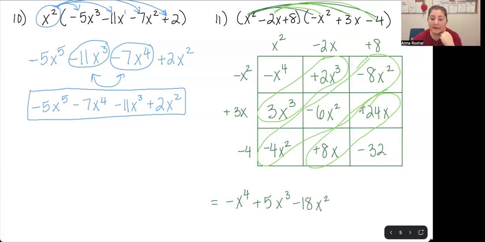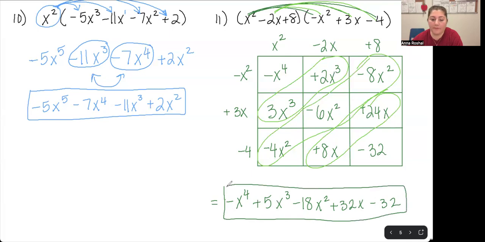X to the second, this would be plus 32x and then minus 32. Okay, here we go. And that would be the final answer, again, from largest exponent all the way to the smallest exponent until we have a constant. Putting it in standard form is pretty important.